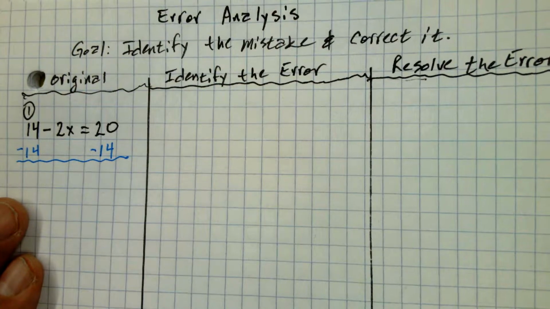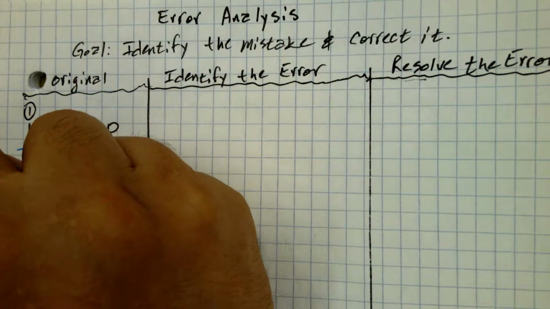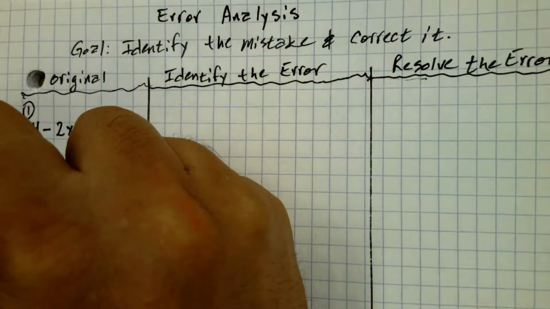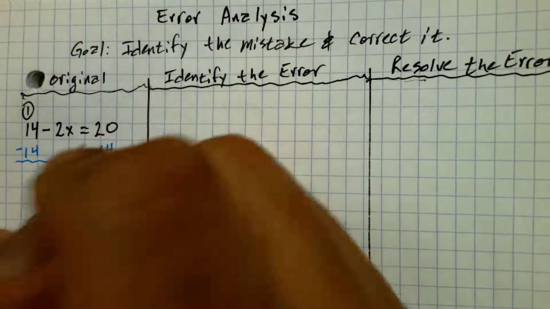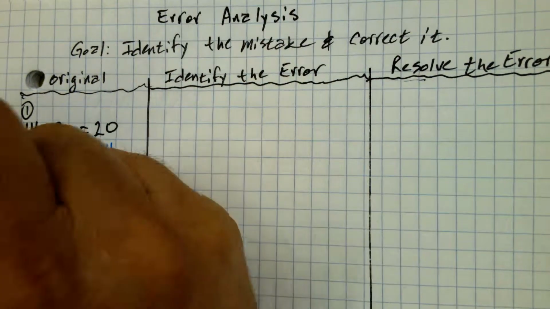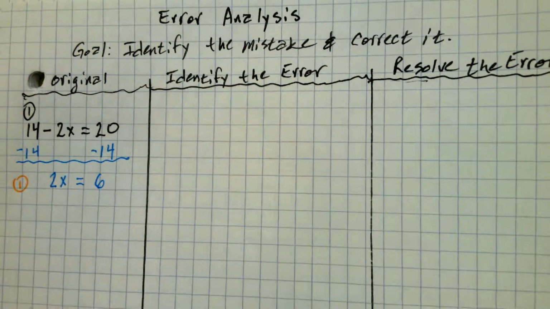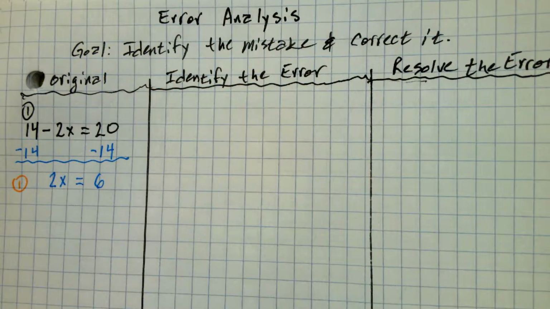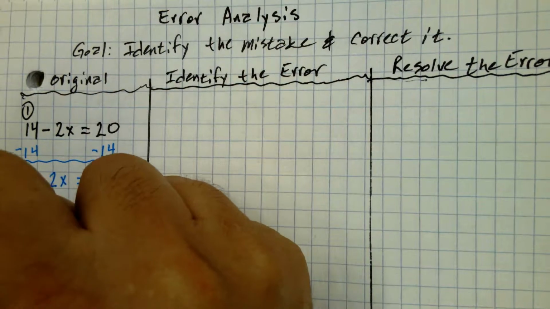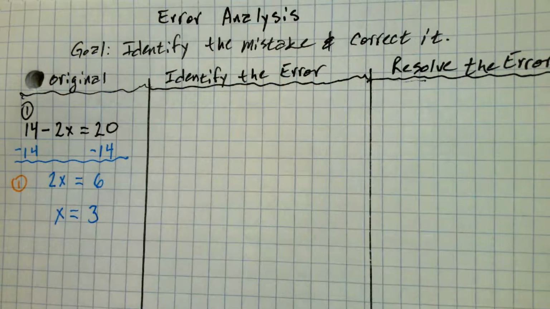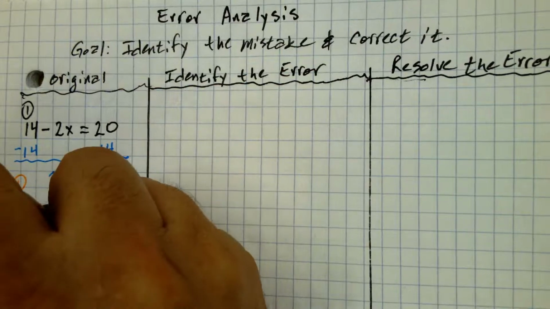So I'm going to put a minus 14 on both sides. Okay. And then I'm going to bring down the next step. And they have 2x equals 20 minus 14. So they have 6. So this is their first step. This is step 1. So this 1 indicates it's the first step. In the next step, going to get the answer. So this is a quick equation. X equals 3. Okay. And so I'm going to box it since it's the answer.